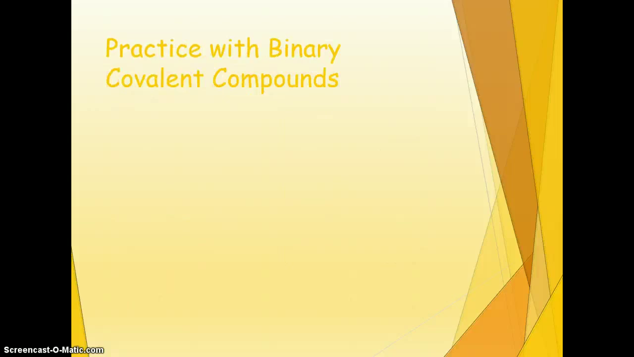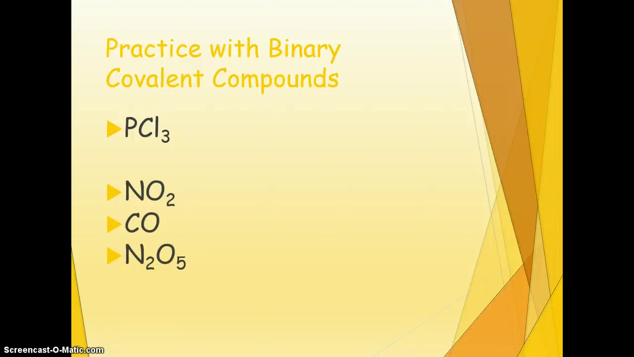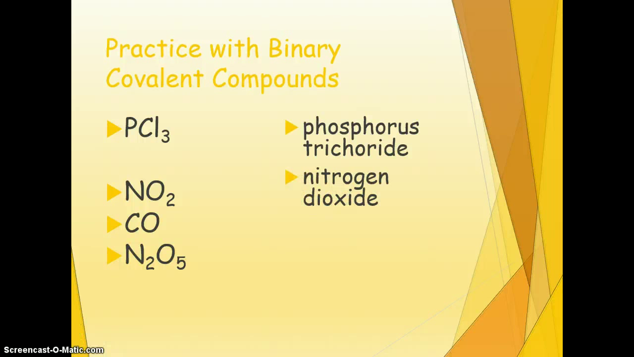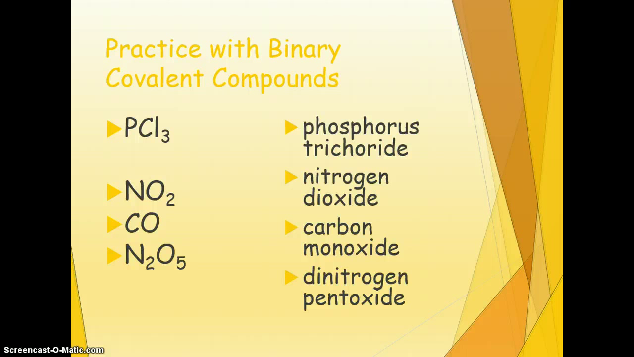Practicing with some binary covalent compounds. I think I have 4. There we go. So looking here, is the cation hydrogen? No. Is the cation a nonmetal? Yes. So for all of these, my cation's a nonmetal. So I'm going to use that mono, di, tri, tetra method. So we're looking at phosphorus trichloride. I have nitrogen dioxide, carbon monoxide, and then dinitrogen pentoxide.